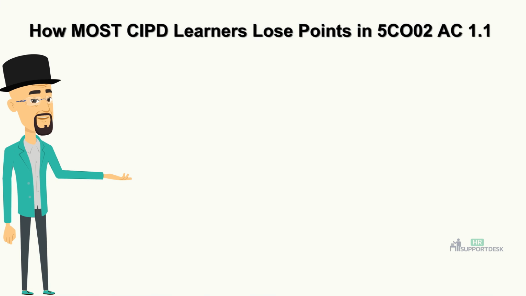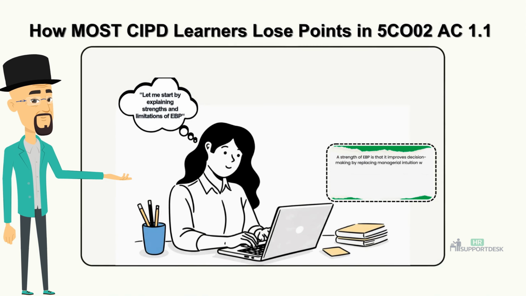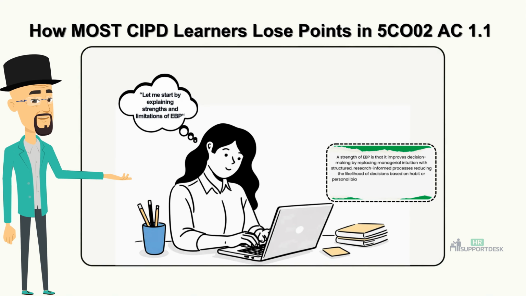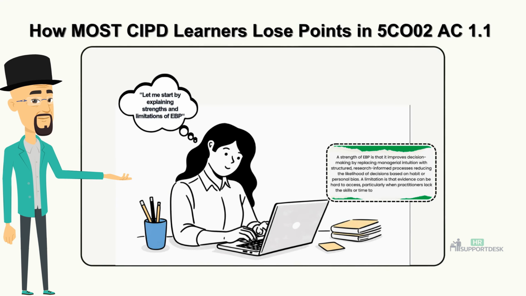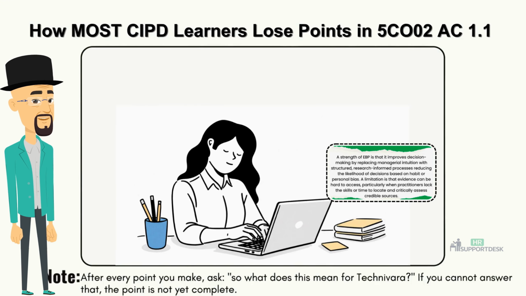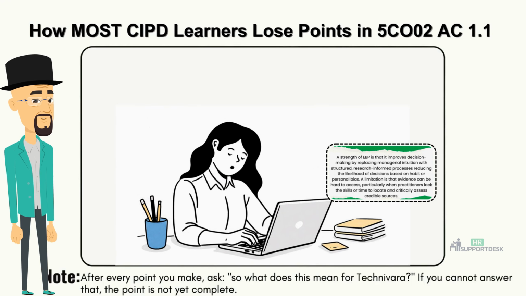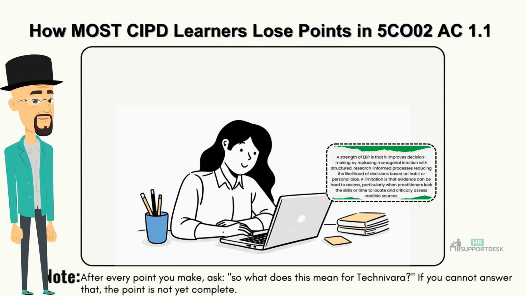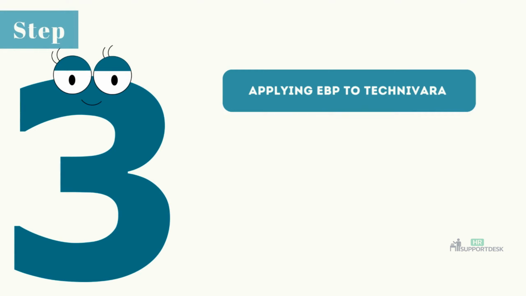But how do you present this argument? While many learners opt to simply state the strengths and limitations, you must remember that as a CIPD Level 5 learner, stating points will not score you high points. You might not necessarily fail, but this does not demonstrate higher-level thinking. Therefore, to do this properly, keep in mind that less is more. Pick out two strengths and two limitations that you may provide an in-depth evaluation and link these arguments directly to Technivara. Step 3. Applying EBP to Technivara.